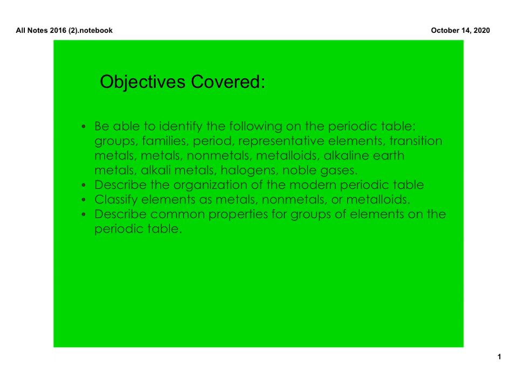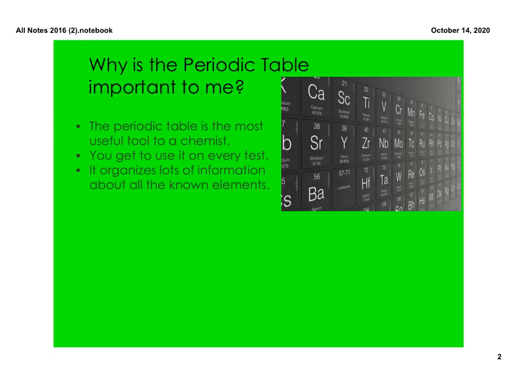Here are the objectives that we're going to cover in this lecture. You're going to be able to identify the following on the periodic table. We're going to talk about groups, families, periods, representative elements, transition metals. We're going to talk about characteristics of metals and nonmetals and metalloids, as well as alkaline earth metals, alkali metals, halogens, and noble gases. We're also going to describe the organization of the modern periodic table and why it's laid out the way it is. And we're going to classify elements as metals, nonmetals, and metalloids. And then finally, we're going to describe common properties for groups of elements on the periodic table.